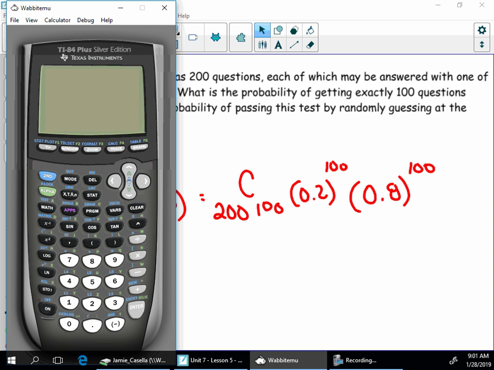We want to do 200, choose, with the choosing button under the math menu, 100. So 100 correct ones of the 200. I want to be successful 20% of the time, and I want that to happen 100 times. And I'm going to fail 80% of the time, and that's going to happen 100 times. The probability I get exactly 100 correct is pretty small.